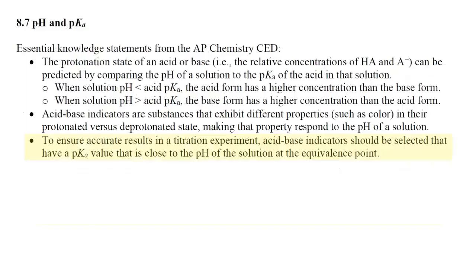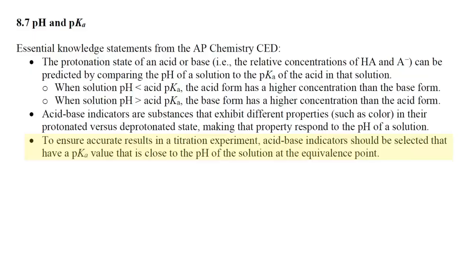Now, this question also falls under topic 8.7, pH and pKa, and take a look at this final essential knowledge statement that I've highlighted on this slide. It says, to ensure accurate results in a titration experiment, acid-base indicators should be selected that have a pKa value that is close to the pH of the solution at the equivalence point.